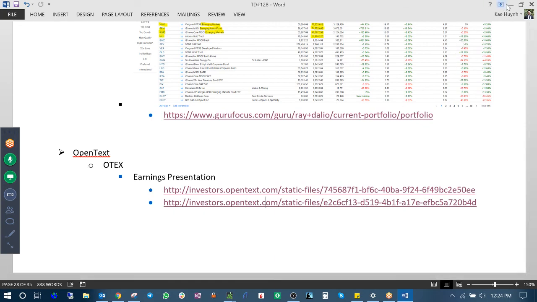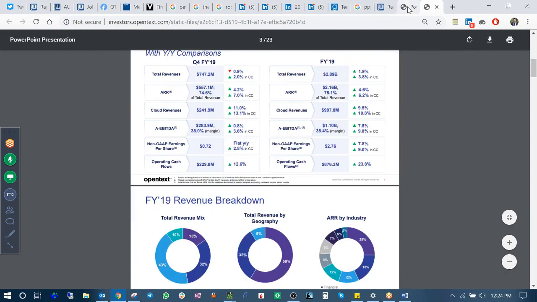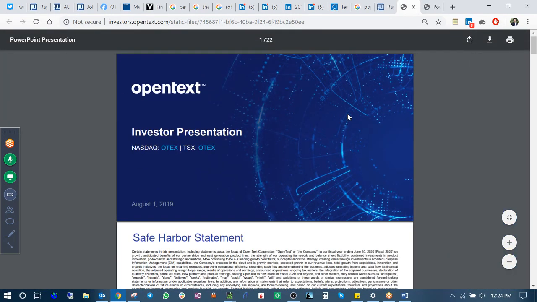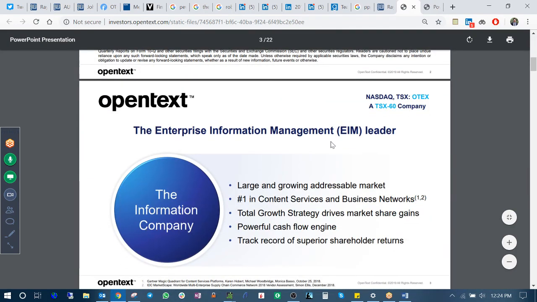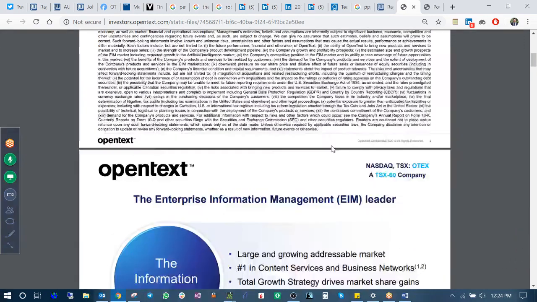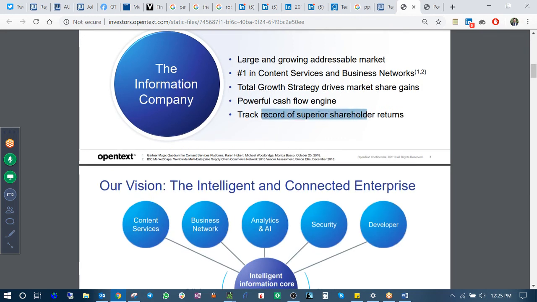Okay, let's see. So this is me reading the financial report, but I want to look at this one first: investor presentations. For those of you who want to get deeper, practice going to the IR or investor relations website simply by Googling it, and then you read about the company. It is the enterprise information management leader, the information company, with a large and growing addressable market, we know that. Number one in content services and business network. Total growth strategy drives market share gains. Powerful cash flow engine, it is profitable, which I like for a software company. Track record of superior shareholder returns.